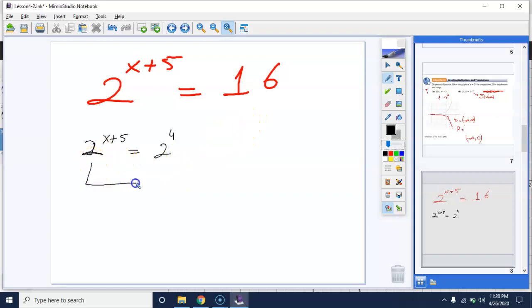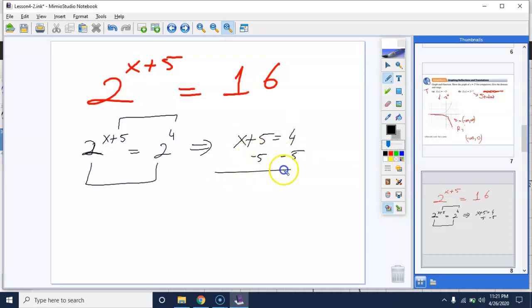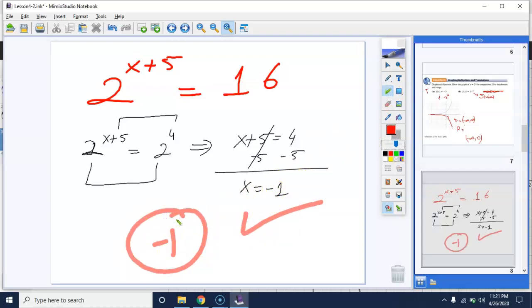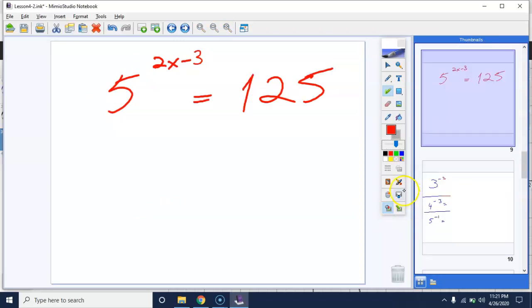So if we have the same bases, we should have the same exponents. So x plus 5 should be equal to 4. If we subtract 5 from both sides, we get x equals negative 1. So that's my answer, x equals negative 1. Alright folks, that's how we solve it. Let me show you one more example.